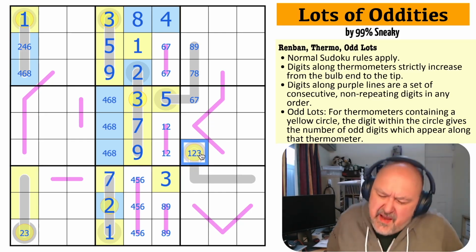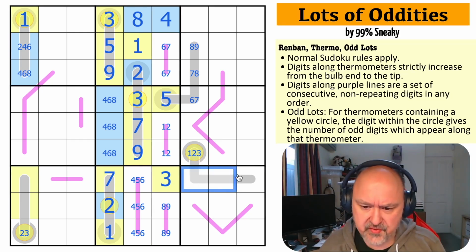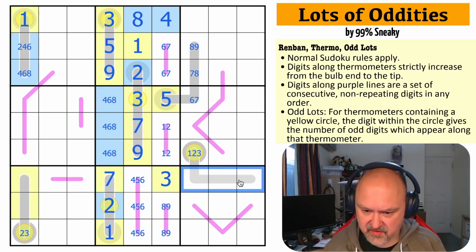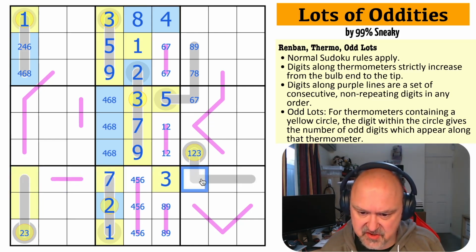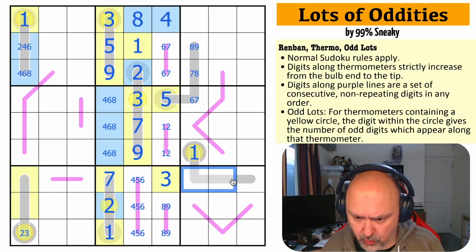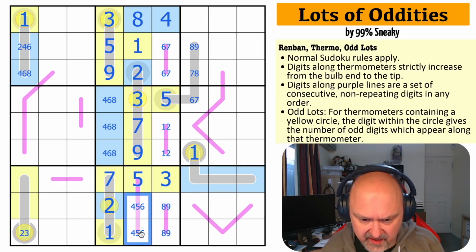Wait. Hang on. Is this broken? If this is a 2, there'd be 2 odd digits there. But there'd be 2, 3, 4, 5, 6, which doesn't work. Because there's only 5 odd digits. So if this is a 2, that's broken. If this is a 3, there's at least 2 odd digits, which doesn't work. So this is a 1. And if this is a 1, all of those are even. And there's an even there, which means this is odd, which means that's the 5.